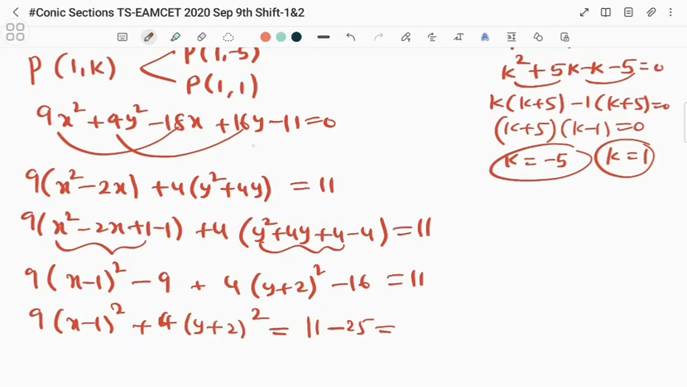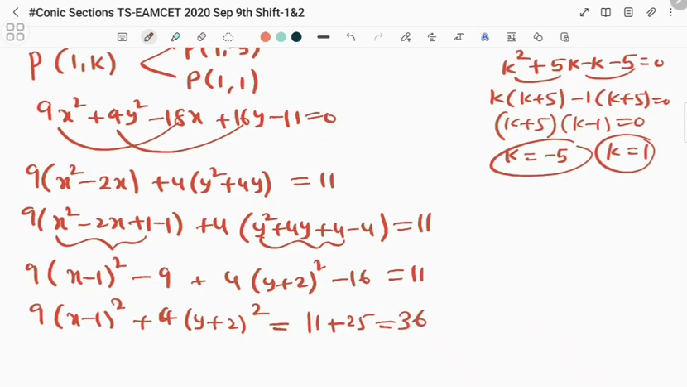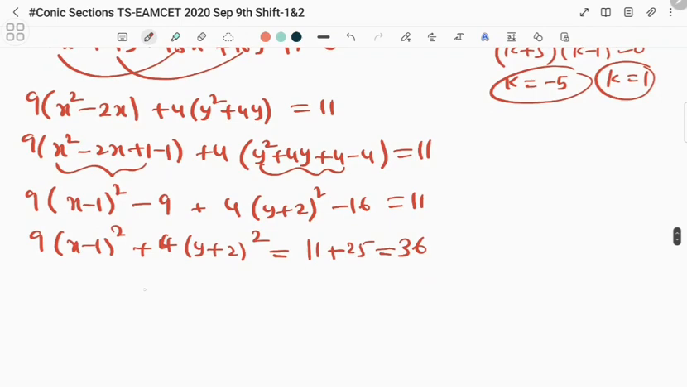So 9 times of x minus 1 whole square plus 4 times of y plus 2 whole square equal to 11 plus 25, so 36. I only wrote it wrong earlier. So dividing by 36, you will get x minus 1 whole square by 4 plus y plus 2 whole square divided by 9.